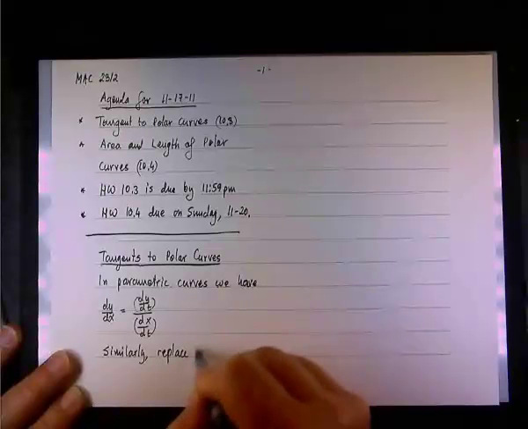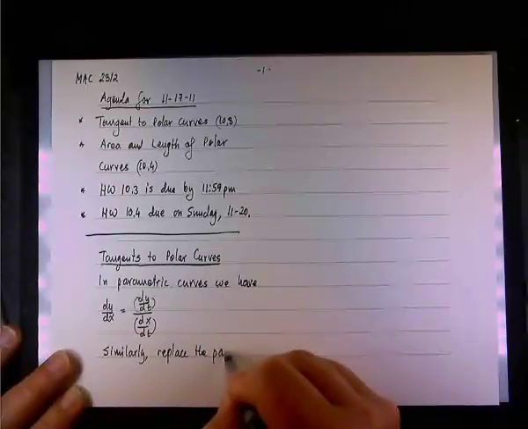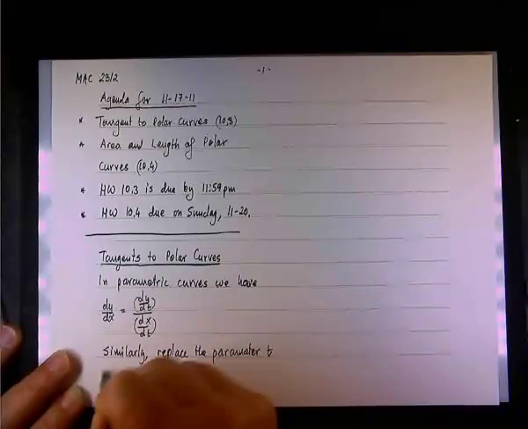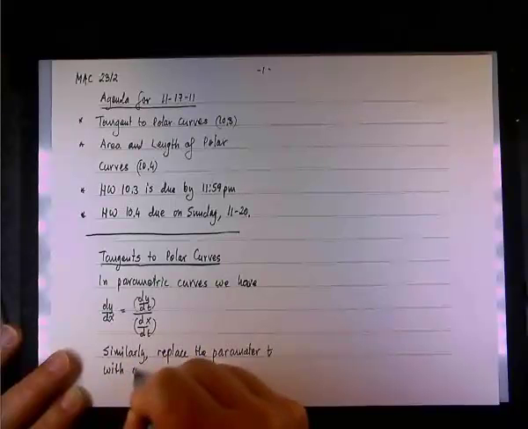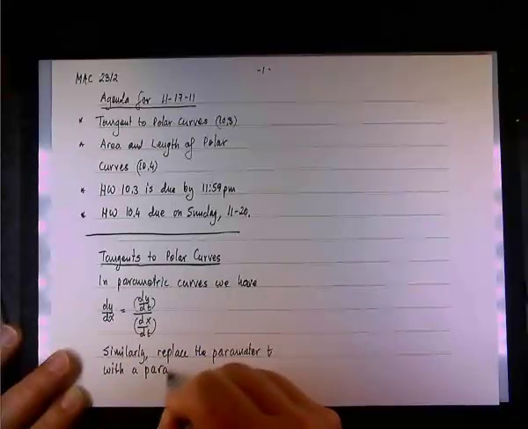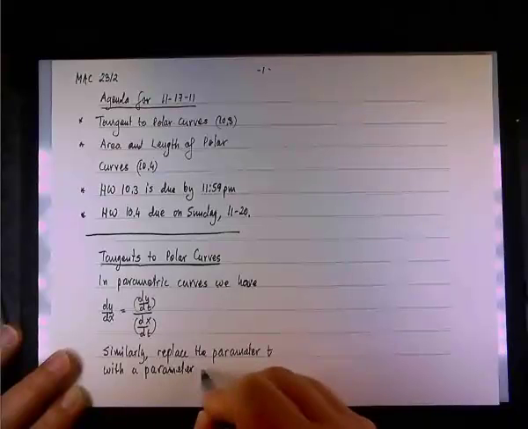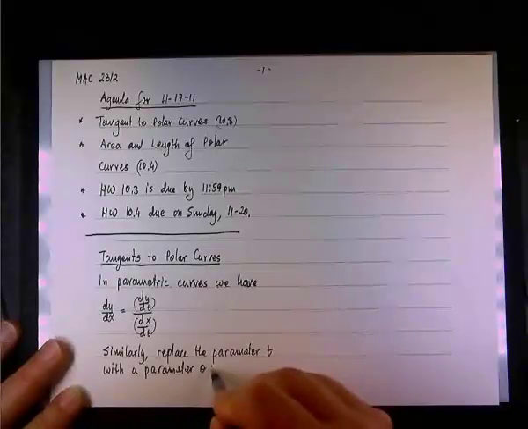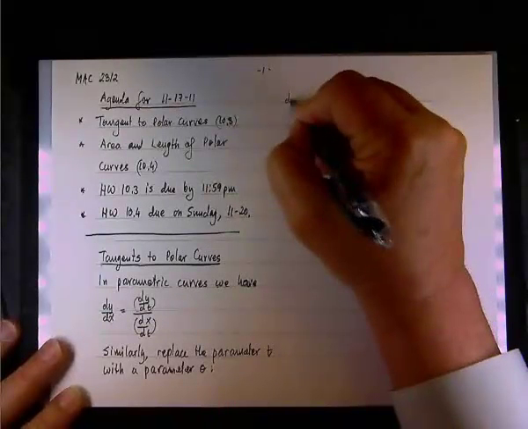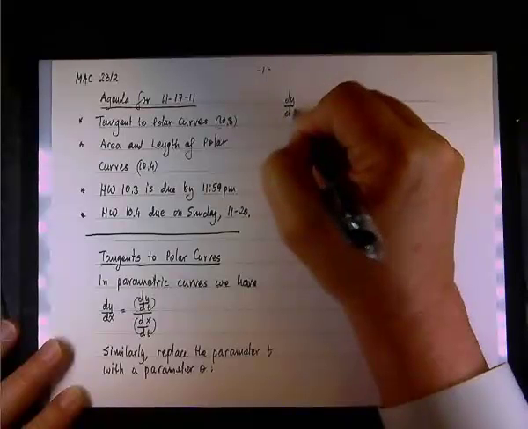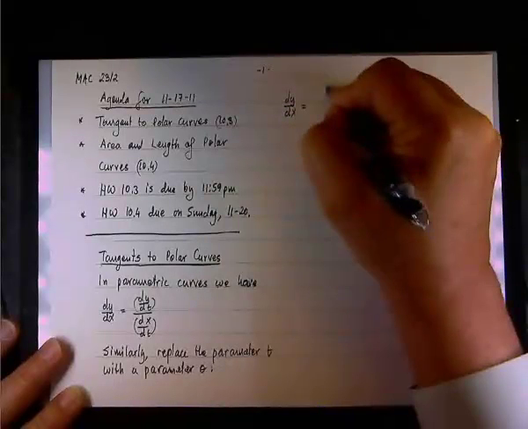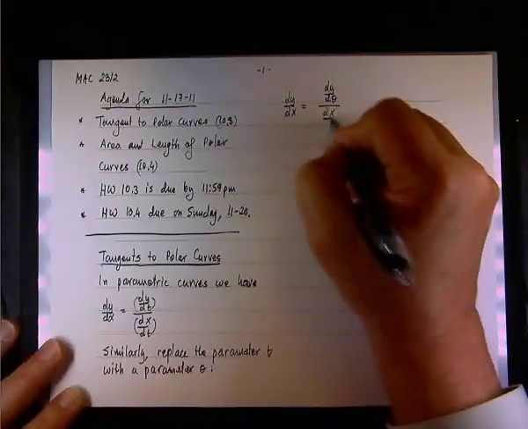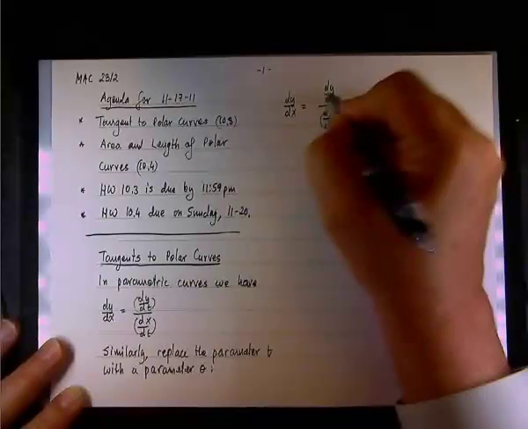Since the relationship between parametric and polar is very close, we can say that similarly, we replace the parameter t with a parameter theta. For the polar curve, we end up having dy/dx equals dy/d theta over dx/d theta, like so.